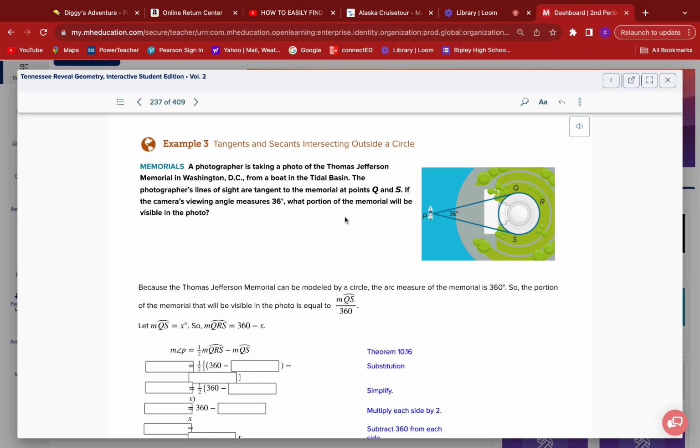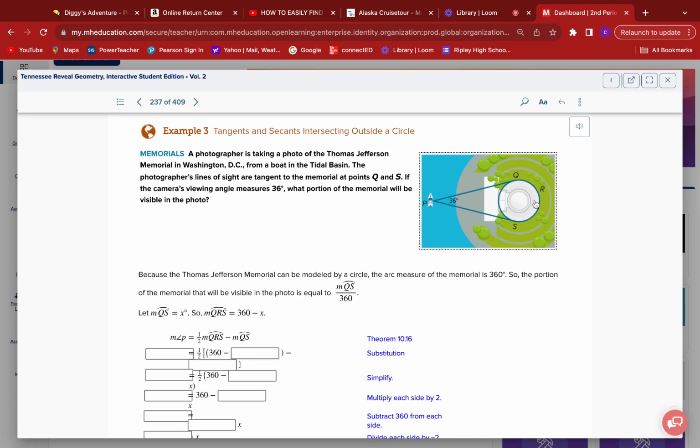Okay, well, they don't give me any measures of these arcs. So I know a full circle is 360. I know that we're going to make QS X, which means that QRS is 360 minus X. No numbers given, so we're having to do some straight up algebra here. So Q to S is X. That means QRS is 360 minus X, because a full circle is 360.